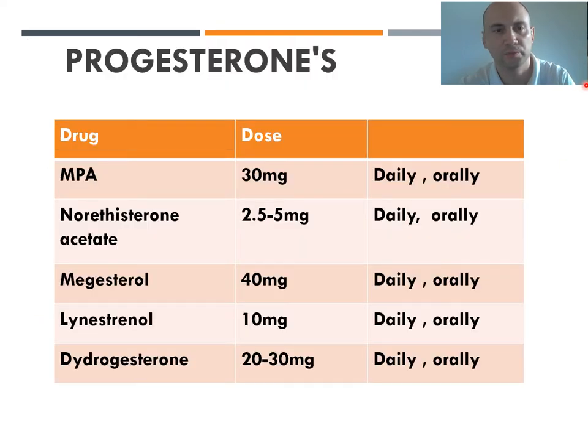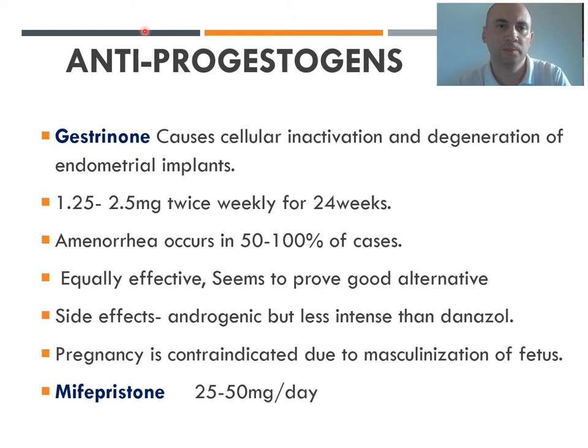This table shows the available progestogens, dose, and the regimen of use of these drugs. Antiprogestogens. Gestrinone causes the cellular inactivation and the degeneration of endometrial implants. Amenorrhea occurs in 52% of cases. Equally effective, it seems to be a good alternative. Side effects are androgenic but less intense than danazol. Pregnancy is contraindicated due to masculinization of the fetus.